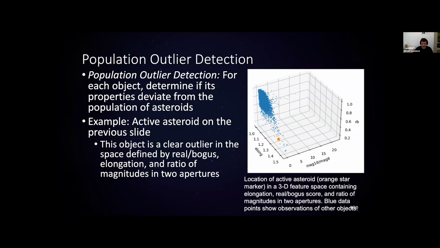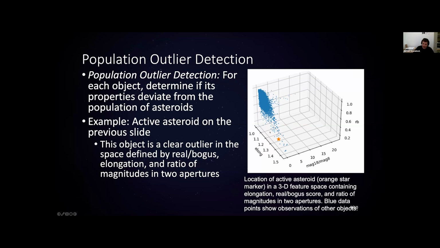What I'm going to discuss is population outlier detection. For each object, we determine if its properties deviate from the other population of asteroids. So not comparing an asteroid to its prior history, but comparing an asteroid to the other asteroids. If we use as an example the active asteroid shown on the previous slide, and look at just three different properties here, elongation, the ratio of magnitudes in two apertures, mag 18 over mag 8, and the real bogus score, we can see the data point for that postage stamp that I just showed you.